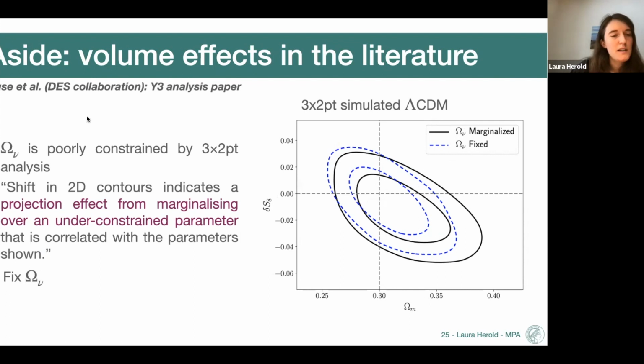The interpretation is that omega_nu is poorly constrained by the 3x2pt analysis, and that the shift in the 2D contours indicates a projection effect from marginalizing over an under-constrained parameter that is correlated with the parameters shown. So although we're not even plotting omega_nu, the fact that omega_nu is not constrained and is integrated out can lead to this small bias. So here the conclusion would be, since omega_nu is not constrained anyway by the data, it makes sense to fix the neutrino mass to 0.06 eV in the baseline analysis.